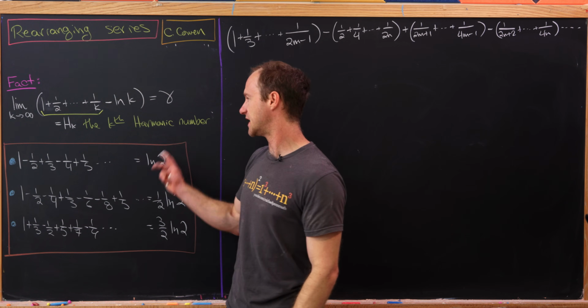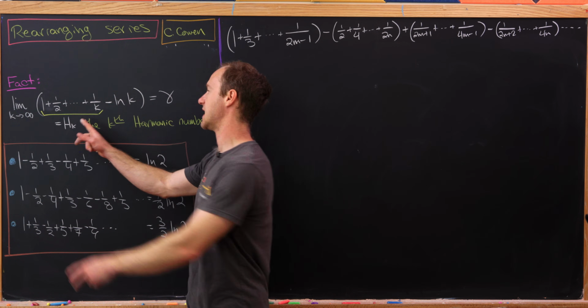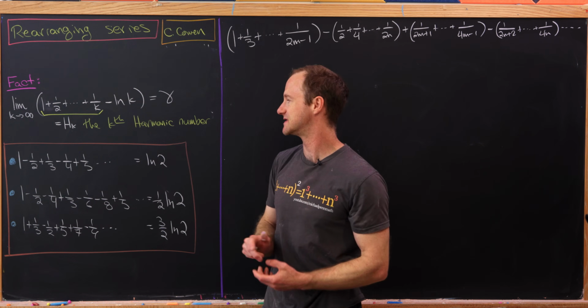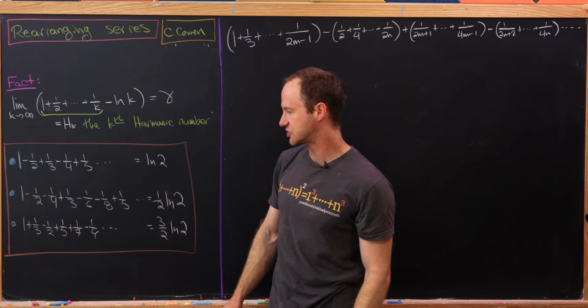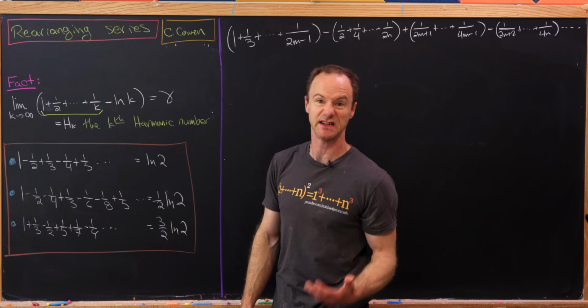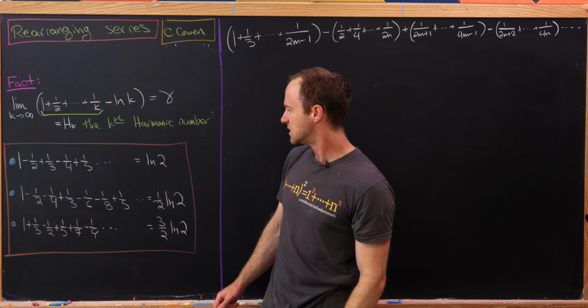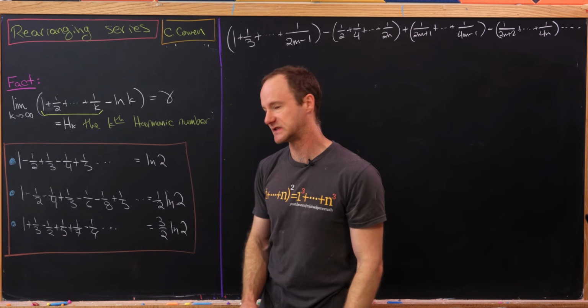Furthermore, there's some nice notation here where h sub k is this partial sum. It's known as the kth harmonic number. I've collected these values of rearranged alternating harmonic series that we've seen so far down here. So I think it's interesting that they all involve this natural log of 2.